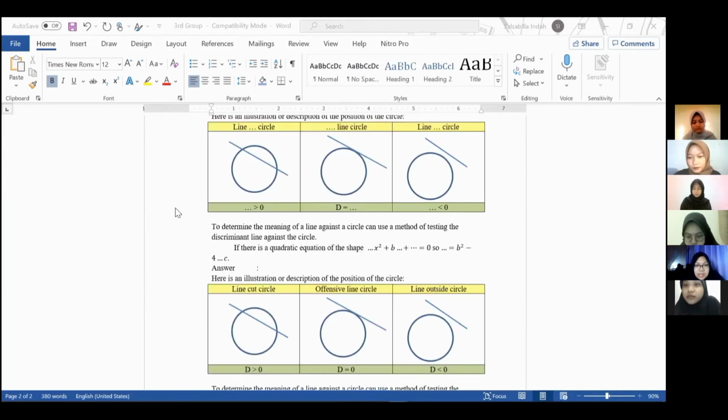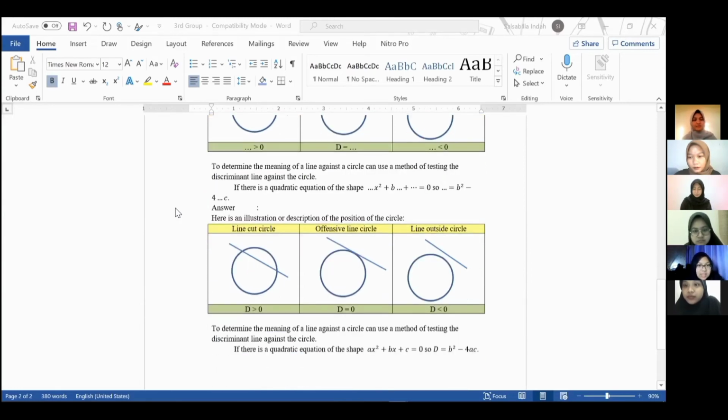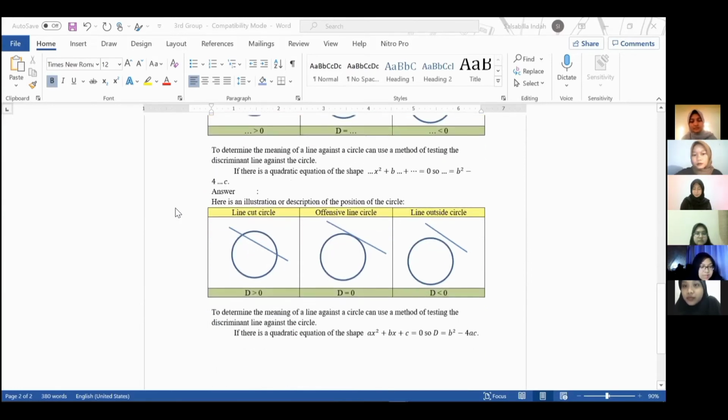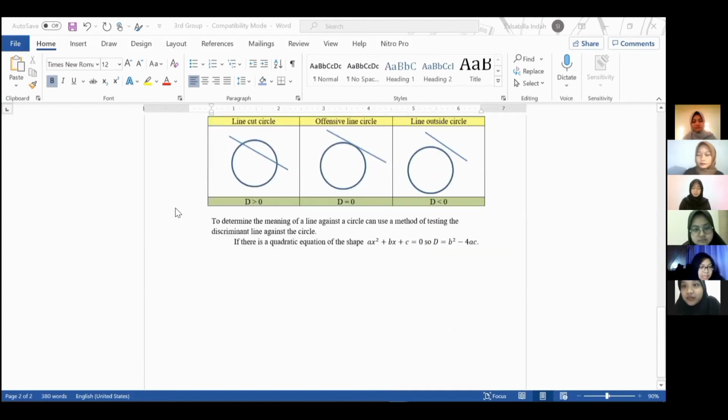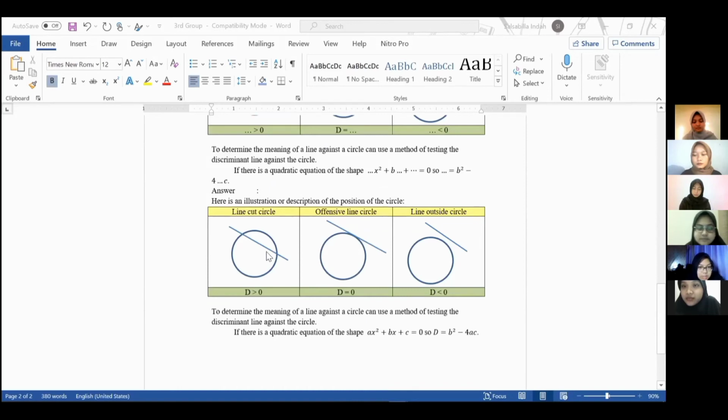Thank you, Miss. Next, for question number 2, here is an illustration or description of the position of the line against the circle. Number 1, the line cuts the circle if D is greater than 0. Number 2, the line is tangent to the circle if D is equal to 0. Number 3, the line is outside the circle if D is less than 0. To determine the position of a line against a circle, we can use the discriminant method. If there is a quadratic equation of the form ax squared plus bx plus c equals 0, then D is equal to b squared minus 4ac.